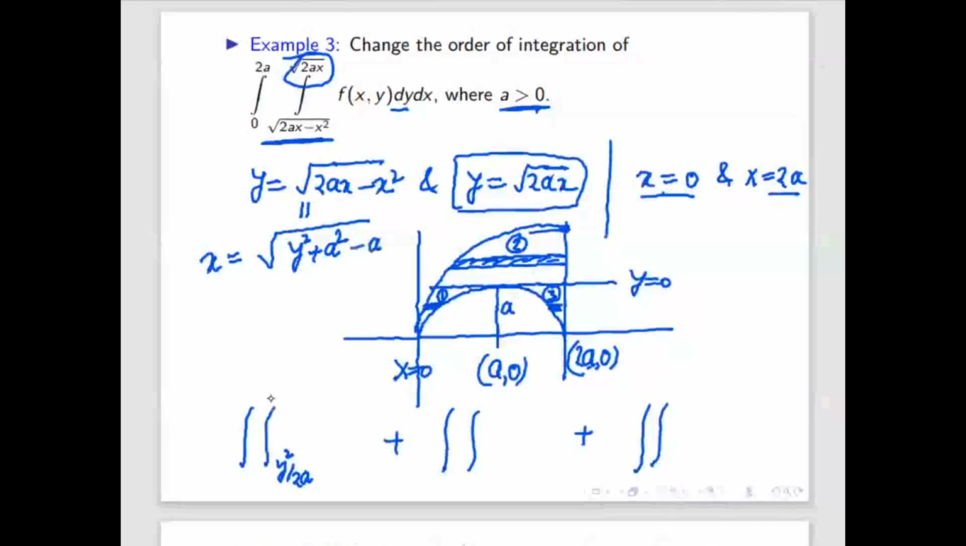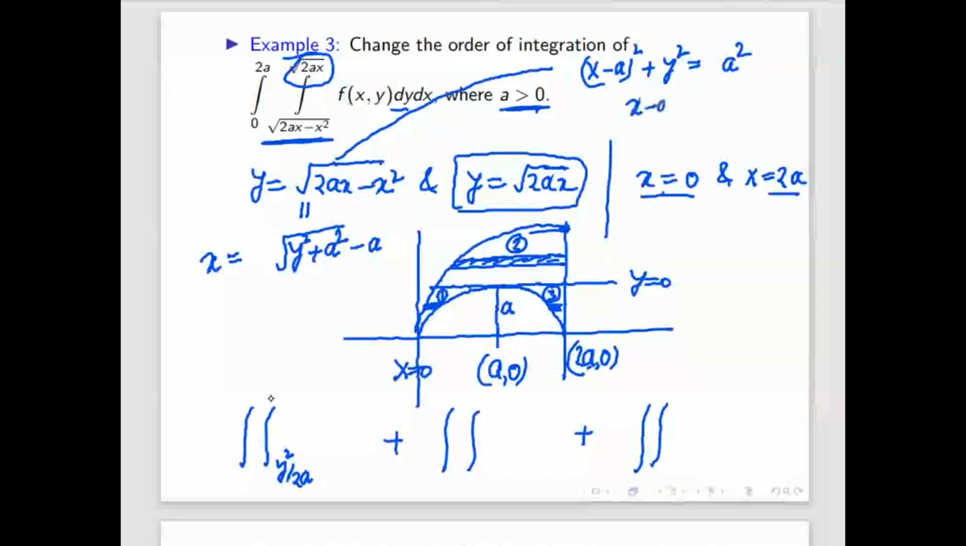So let us do this. This is nothing but a circle with the center a comma 0 and radius a. So this is the equation of the circle. The question is to find the value of x. So from here you will get x minus a whole square equals a square minus y square. Then take the square root. x equals a plus or minus square root of a square minus y square. Is it okay?